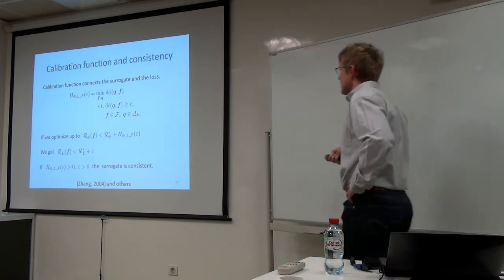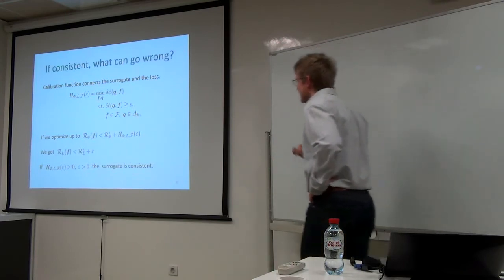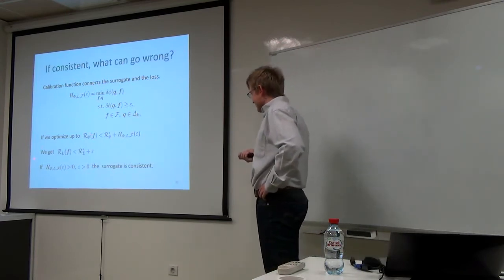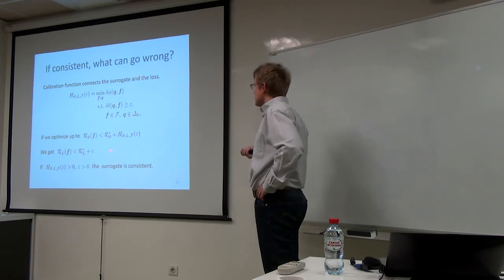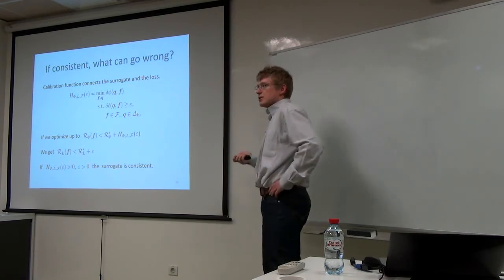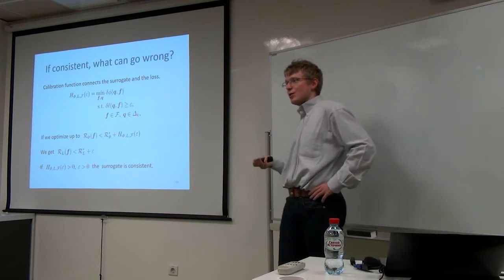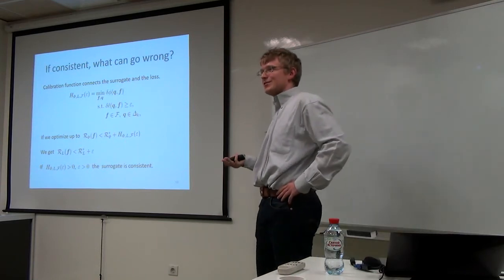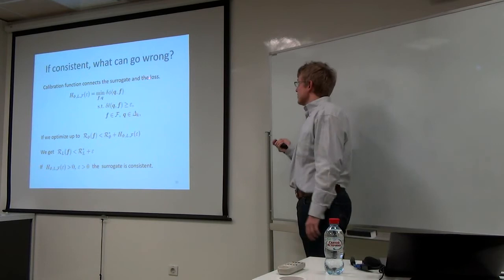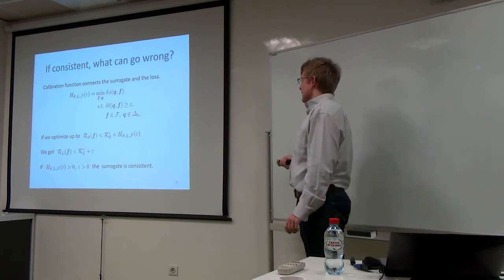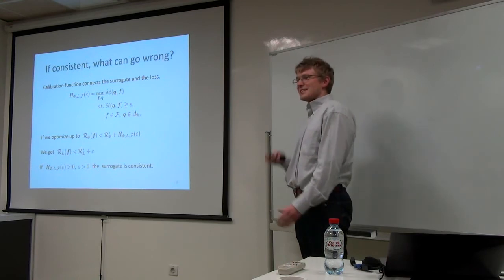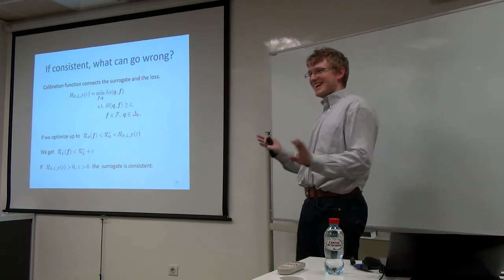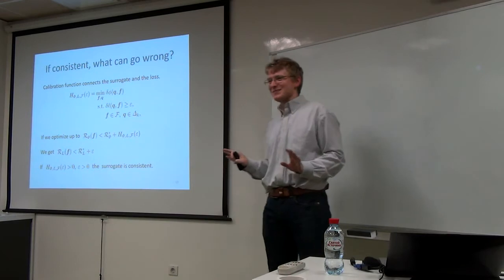Exactly. Okay, so basically then the question is what can go wrong if the situation is already consistent. So basically, is consistency all we want, or do we want something more? Is it enough or not enough? It appears that usually, in all these theoretical works, when people prove that something is consistent, then it's done. It's happy, problem solved.